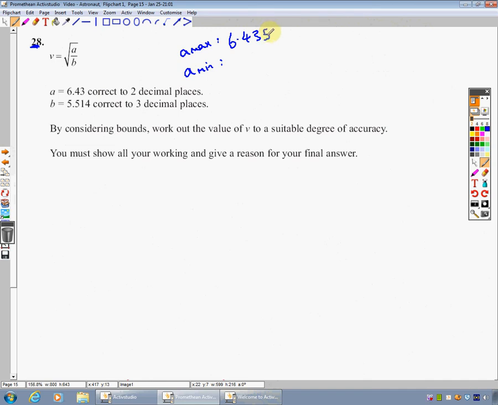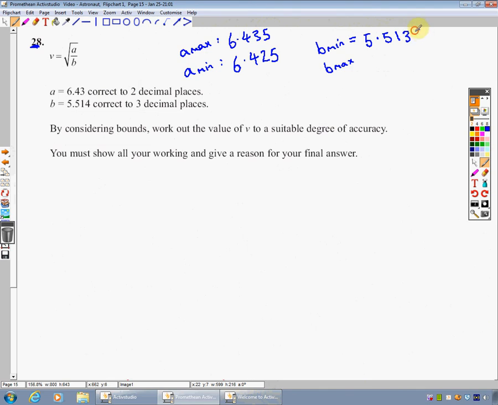Let's do the same thing for my B. My B minimum and my B max. My minimum is going to be 5.5135, and my maximum is going to be 5.5145. Okay, great.